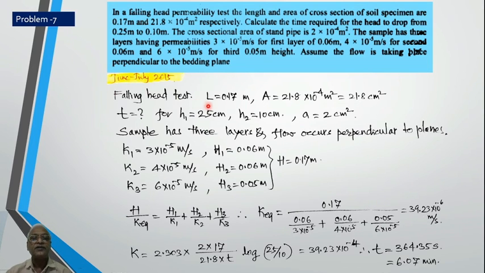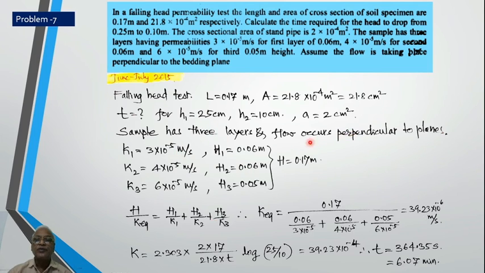Falling head test with L, A, T required, H1 to H2, A equal to so much. Now the sample has 3 layers. Flow occurs perpendicular to the plane. And then what are the data points given? K1 is 3 into 10 raised to minus 5, H1 is 0.06, like that. There are 3 layers. So the total thickness of 3 layers is H equal to 0.17 meters.